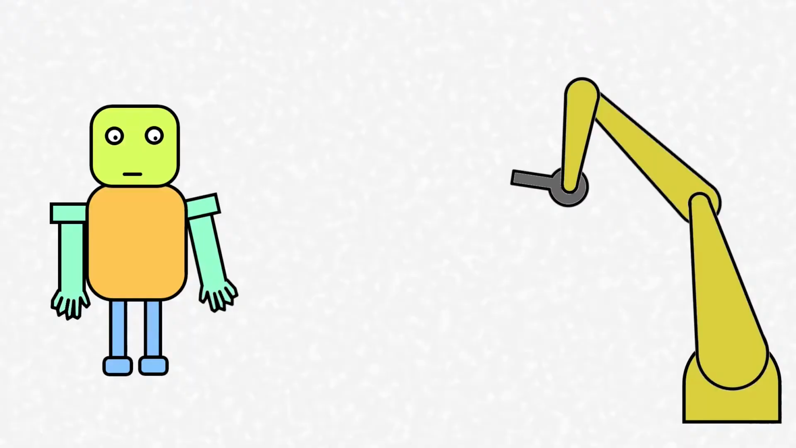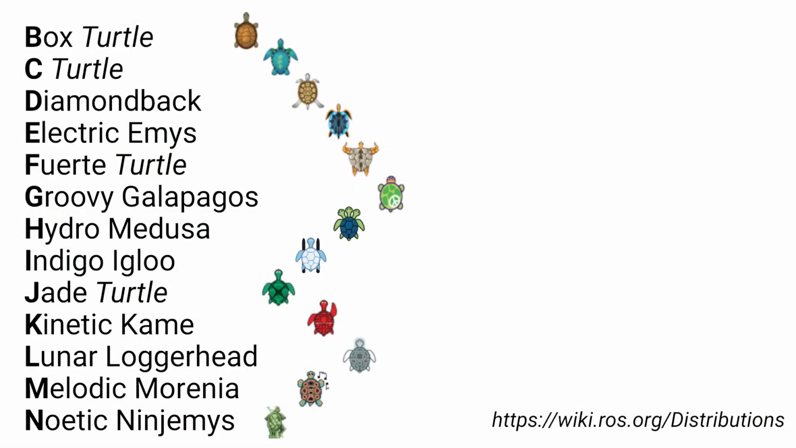One other concept is a distribution. A distribution is nothing more than a new version of ROS, a collection of versions, and it is published by ROS to be installed. Their alphabetic names are names of turtles.